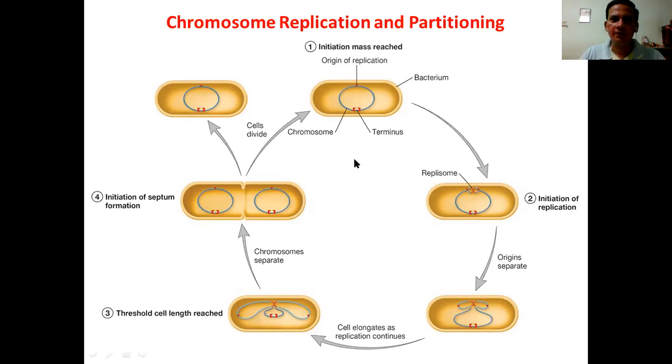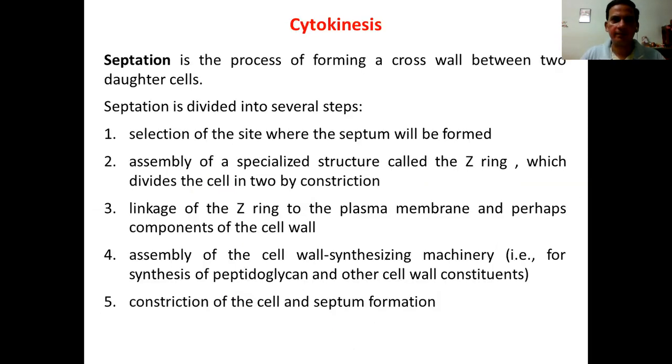So this is how the replication is going on. Now, after the formation of these chromosomes, comes the second process, which is cytokinesis. Although I told you that chromosome replication and cell division are going hand in hand, we will talk about them at different times. In cytokinesis, there is an important process called septation. It is the process of formation of a cross wall between the two daughter cells.